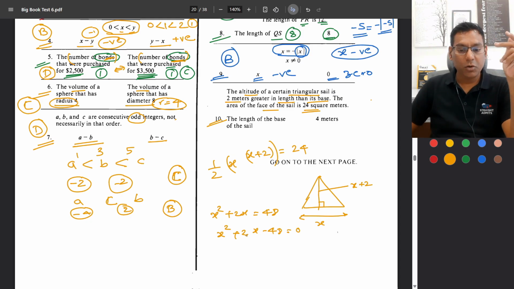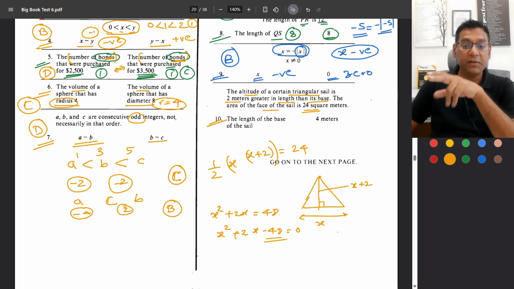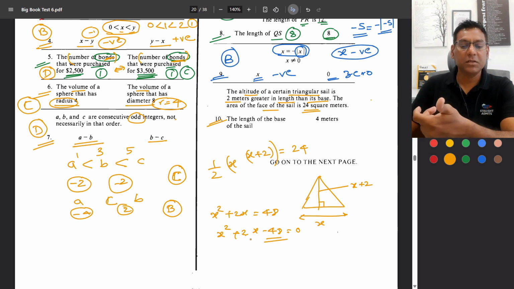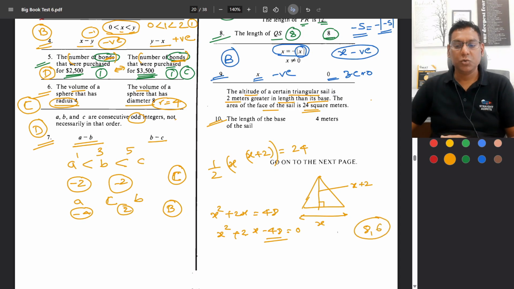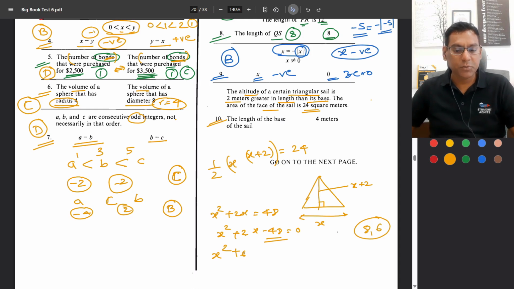Now this is a quadratic equation, and I need to solve it. How do I solve that? I'll split 48 such that the product is minus 48 and the sum is 2. So 8 times 6 is 48. I need 2x, so I need to split it as 8x minus 6x, minus 48 is equal to 0.